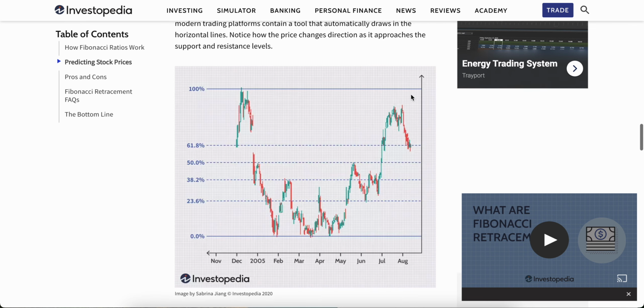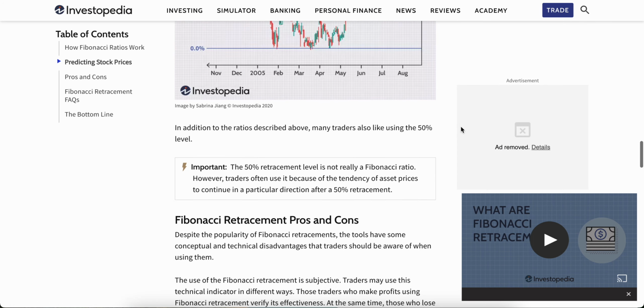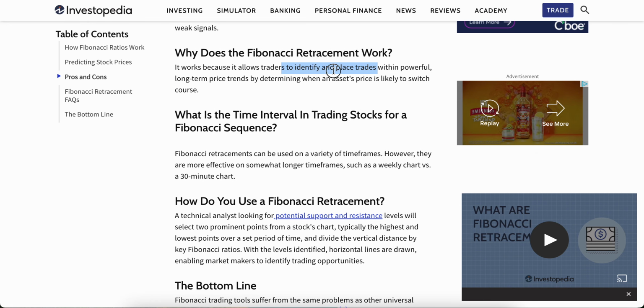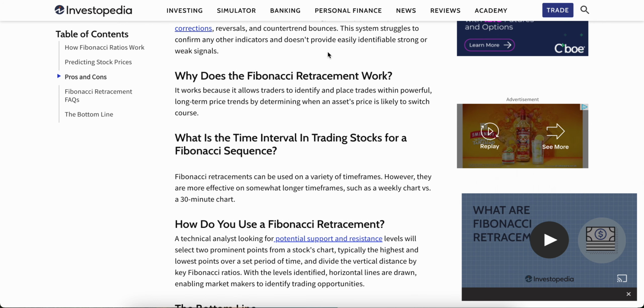On the time frames, these are your traditional levels of percentage as it shows you here. But as you can see, I showed you my settings before, so definitely look to implement them. They're the ones that I like to use. And it works because traders like to identify and place trades with powerful long-term price trends, determining when an asset price is likely to switch course. So in other words, change from bullish to bearish or from bearish to bullish, and that's what we like to use. But it can work on 5 minutes.